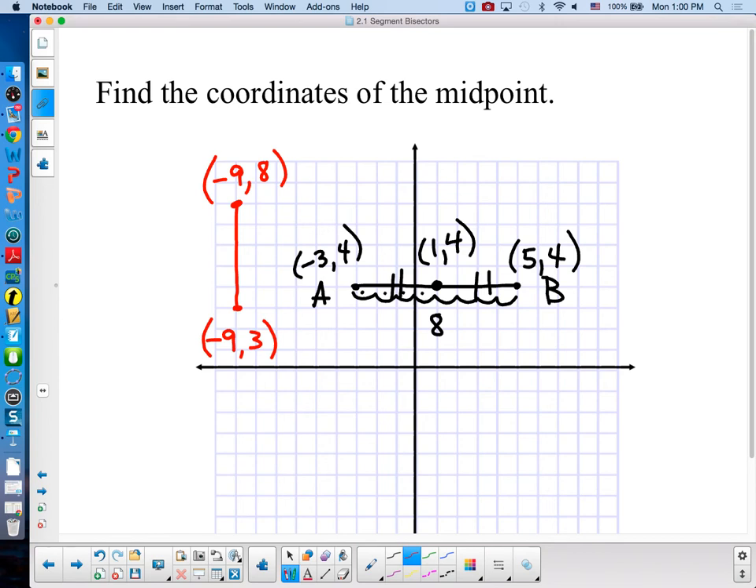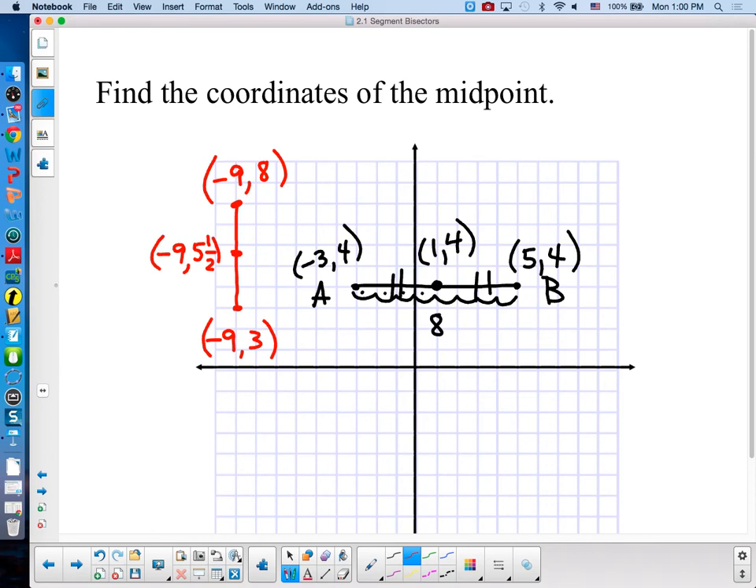Alright, some are constructing, some are counting. This time it was 5 units long, so it's half of 5. Okay, 2.5, so only 2.5. So that midpoint is the point -9.5? Or -9.5, I'll put the fraction.